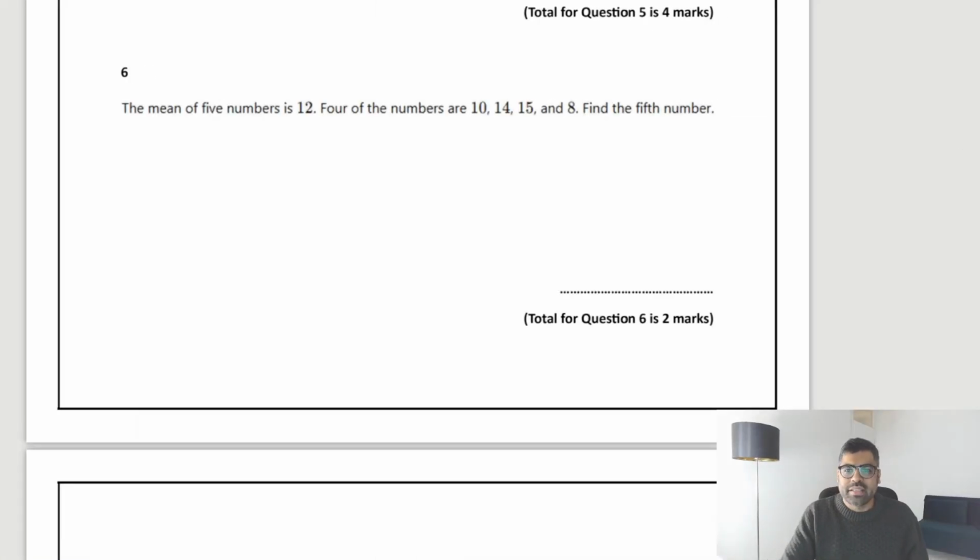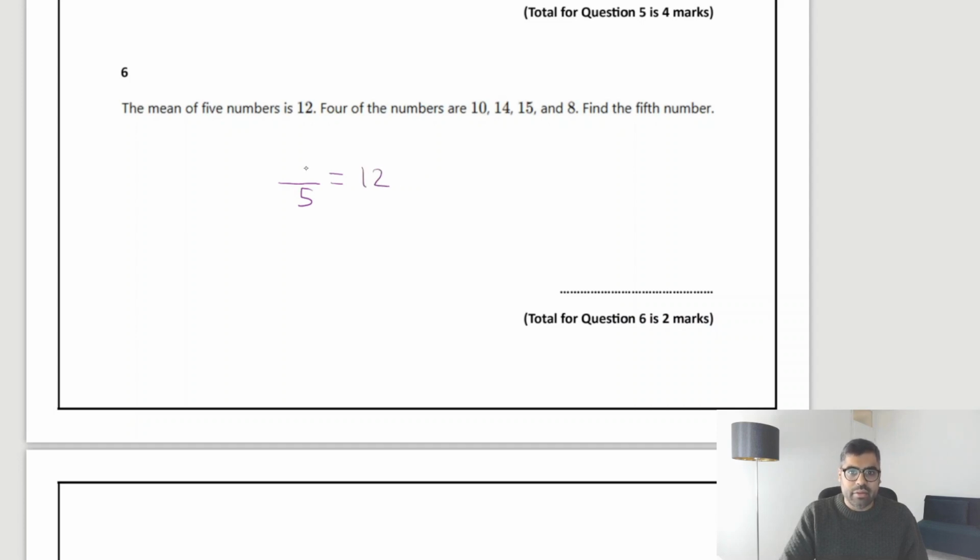So question 6, a lot of people find these type of questions confusing. We're told the mean of 5 numbers is 12. 4 of the numbers are 10, 14, 15 and 8, and we need to find the 5th number. So with a question like this, we need to work backwards. So how do we work out the mean of a number? Well, we add all our numbers up together. We divide by the amount of numbers that we have. In this case, we have 5 numbers in total, and that gives us our mean, which in this case is 12.